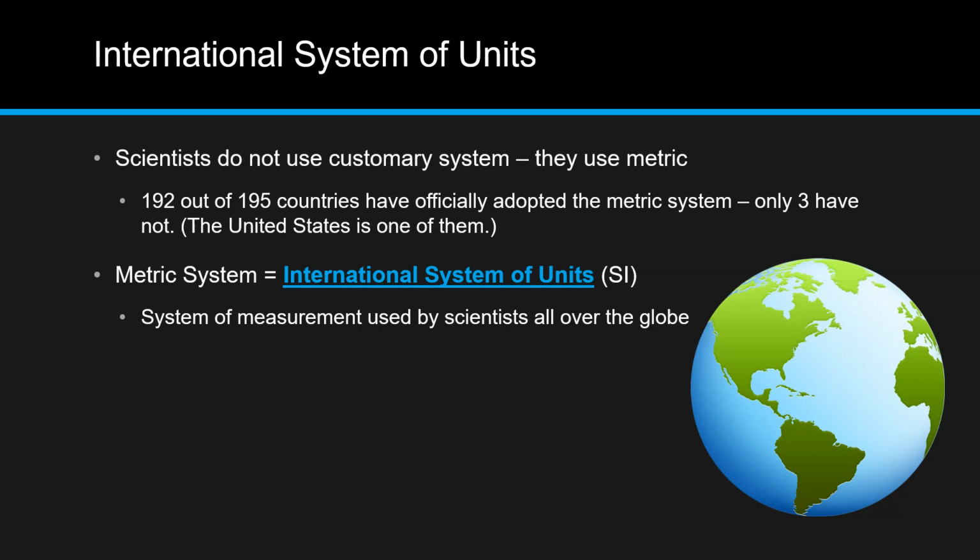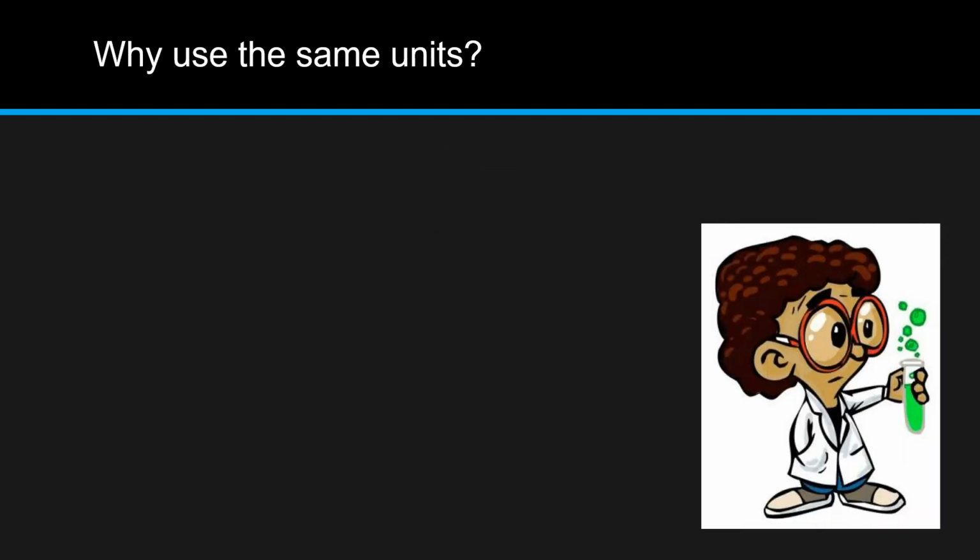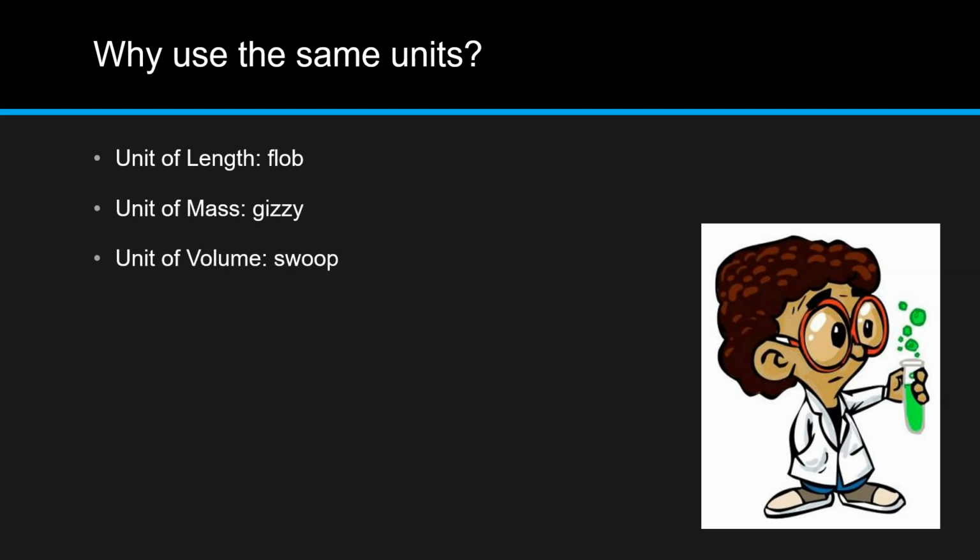But why is it so important that they all use the same units? Let me give you an example. Let's say I was a scientist from the imaginary country of Flipsburg, and in my country, our unit of length is the flob, our unit of mass is the gizzy, and our unit of volume is the swoop. These units may make perfect sense to me, but if I gave you a measurement using these units, would you have any idea what I was talking about?